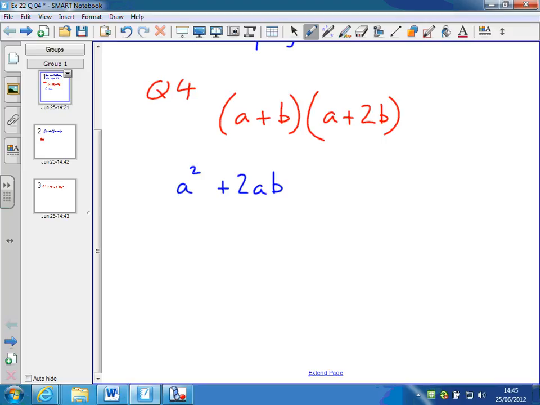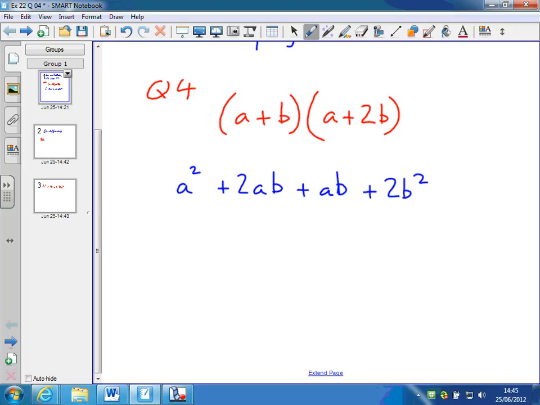Now take the second term, b, and multiply that by the a. So that gives me b times a, or ab, writing it alphabetically. And then b times 2b gives me 2b squared. So just take a moment to have a look at that and check you agree.